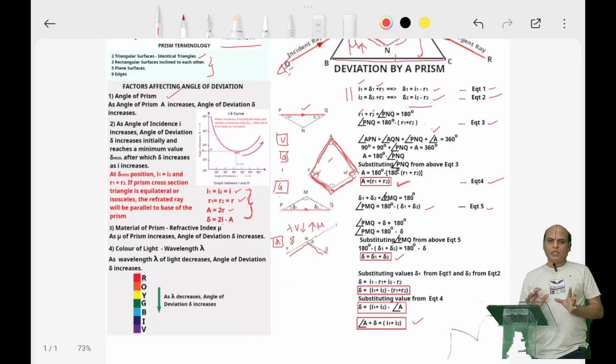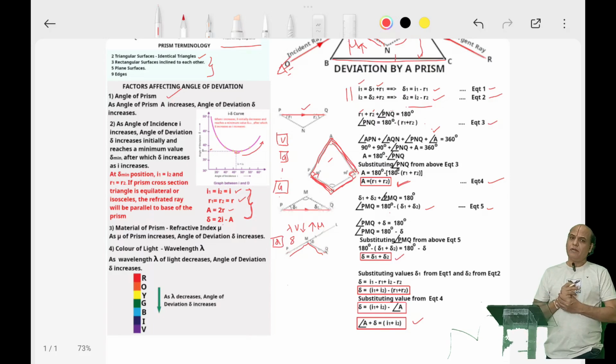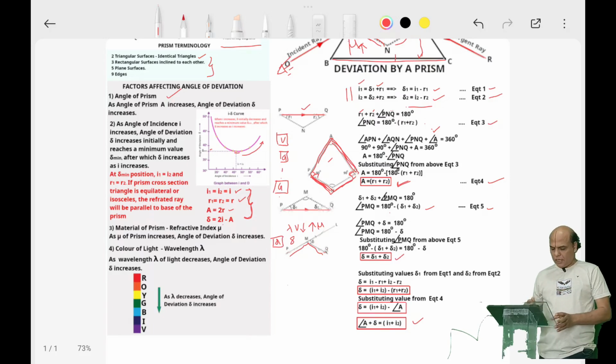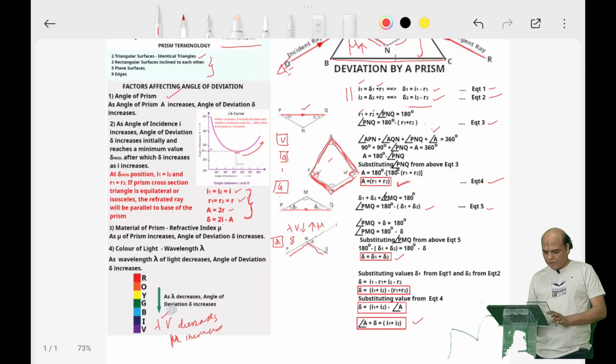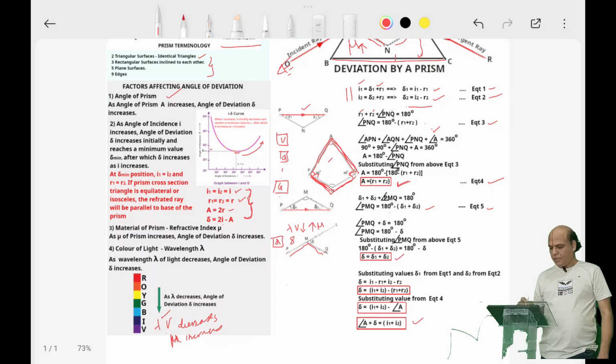Now fourth, the last factor on which the angle of deviation depends is the color of light. I have drawn this visual spectrum like Vibgyor in reverse order because it follows the same pattern: when you move from top to bottom, wavelength and velocity decrease, and therefore refractive index increases. As we go from red to violet, wavelength and velocity decrease, whereas refractive index of the medium increases. Whenever the wavelength and velocity decrease, refractive index will increase, the same analogy as the optical media stack.